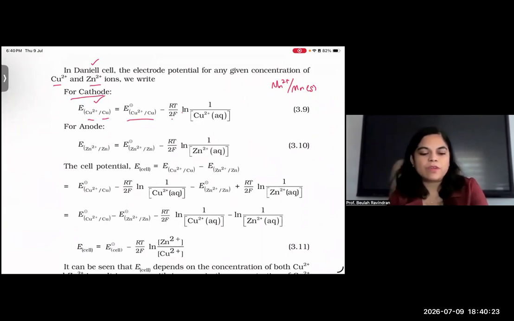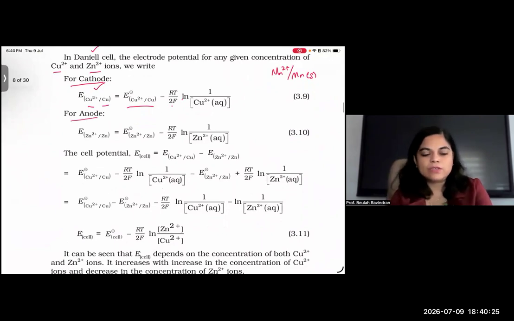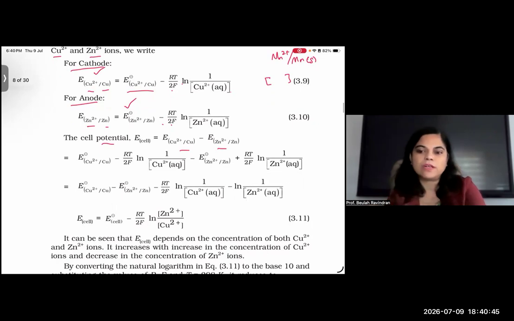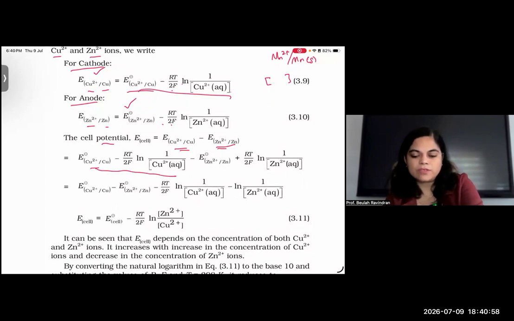In the same way for the anode, zinc 2 plus, zinc, this will be the standard electrode potential minus RT by 2F ln of 1 by the concentration; all these boxes represent the concentration of zinc 2 plus aqueous. What is the cell potential? You have to subtract both the things, cathode and anode. Here, this minus this, so you are writing the whole reaction minus this reaction.